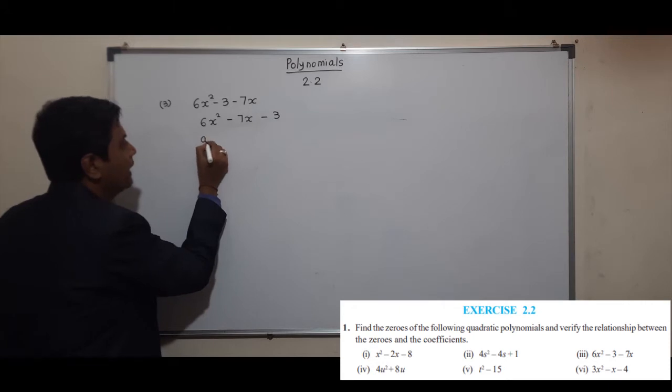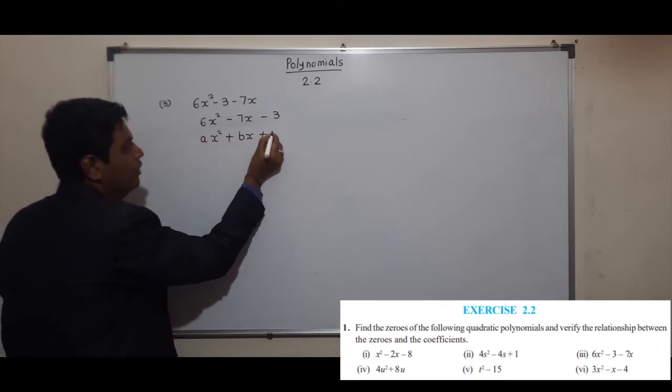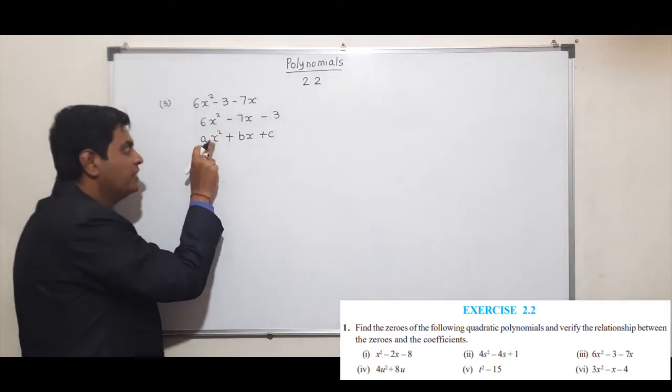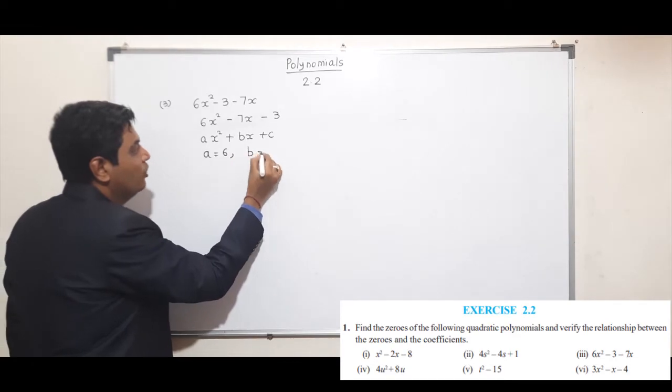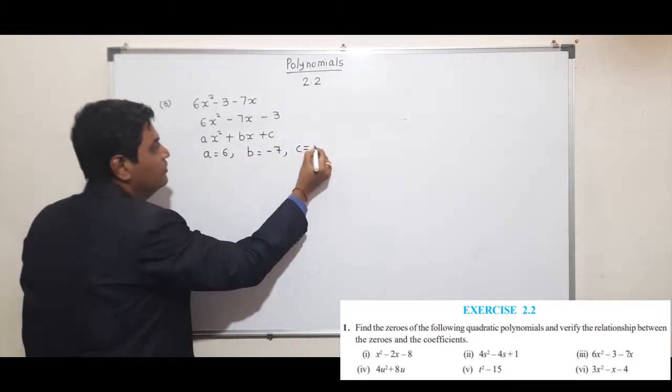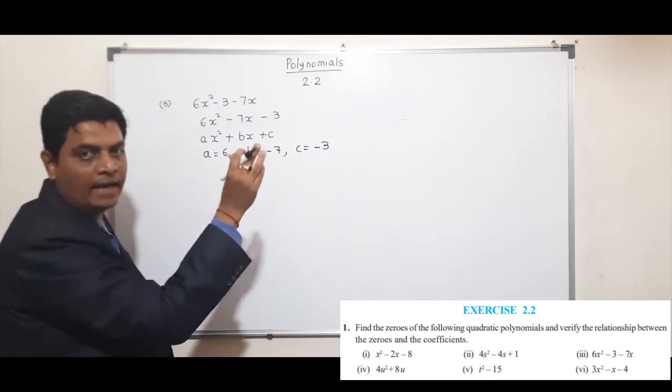So what is your a? Comparing it with ax square plus bx plus c, whatever is the coefficient of x square is your a. So a is equal to 6, b is equal to minus 7 and c is equal to minus 3. So you got the values of a, b and c.